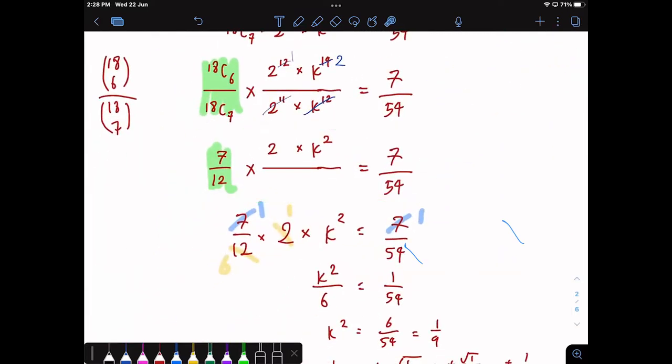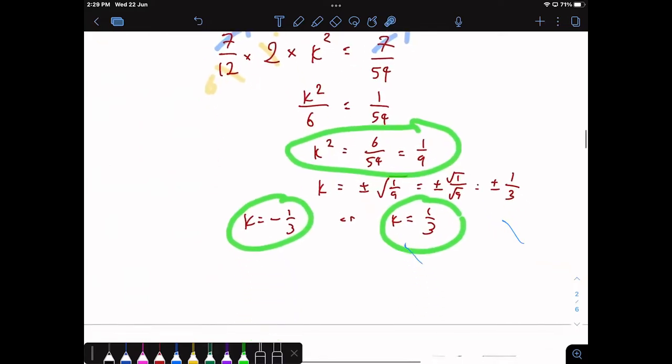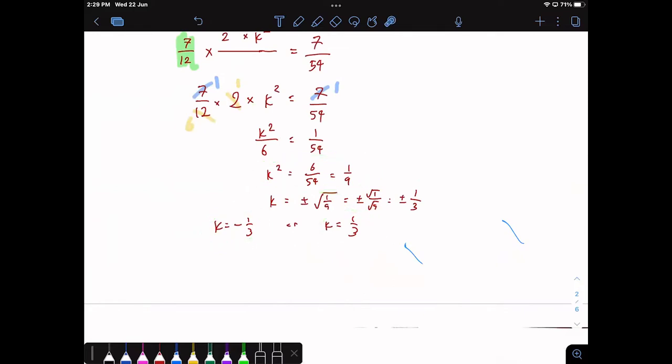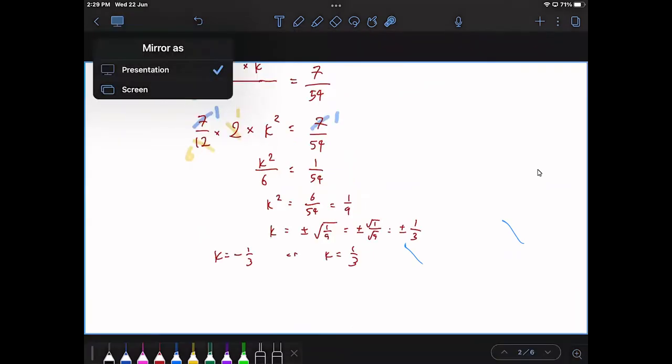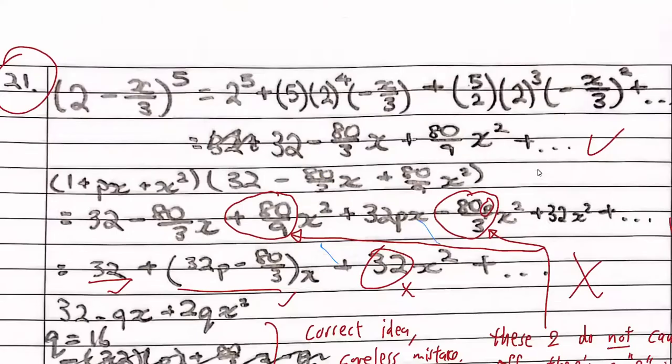A lot simpler. Don't even need a calculator anymore. So just solve it and you eventually get k squared equals 1 over 9. Take the square root, you get plus minus 1 over 3. But you have to, oh wait, this one cannot reject. You cannot reject. Both are acceptable. Okay, let me just change the mode back to presentation mode. Bigger screen. Okay. Next one, question 21.